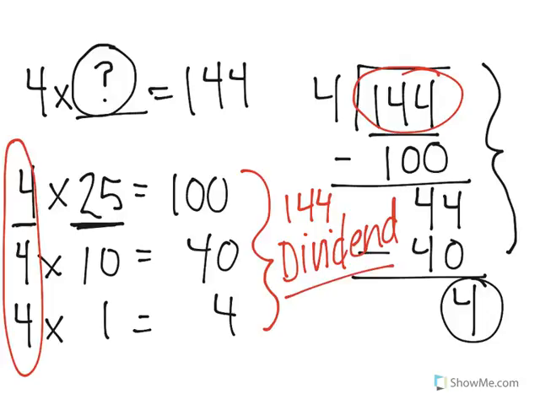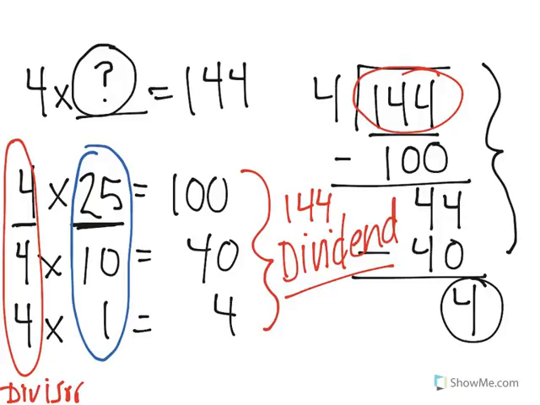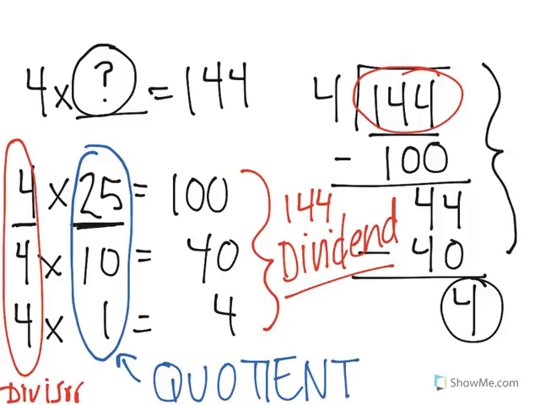So if this is our dividend, and this is our divisor, where's our quotient? Our quotient is right here. These are our partial quotients, 25, 10, and 1. And in order to find our quotient, we have to put them together. So our quotient is 36.